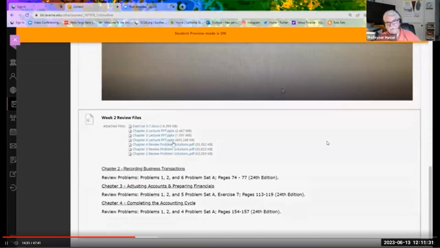Then I have the PowerPoints from the chapter. I have solutions to these problems that you can review and look at from the chapter. Remember, we're using the 24th edition of Fundamental Accounting Principles. If you have that text, again, you don't need it. If you don't want it, you don't want it. But if you have that text, look at those review problems. They act as wonderful templates for the quizzes and the midterm because everything's done on your own at home.